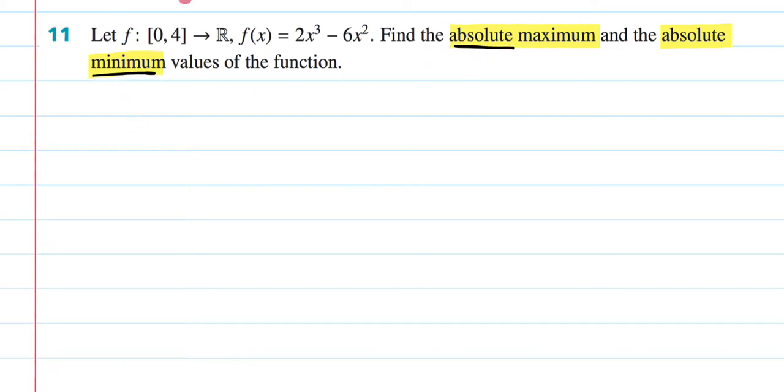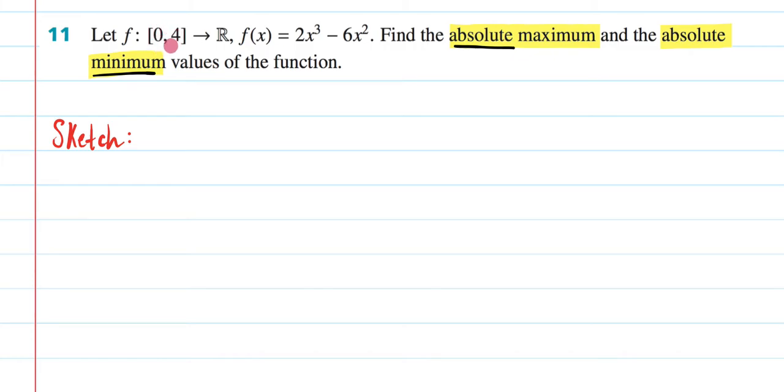Okay, so what's the first thing we're going to do? The first thing that we're going to do is give our graph a sketch. So let's see what we have been given. We have been given f of x is equal to 2x cubed minus 6x squared. And we also have a restricted domain here, 0 to 4.